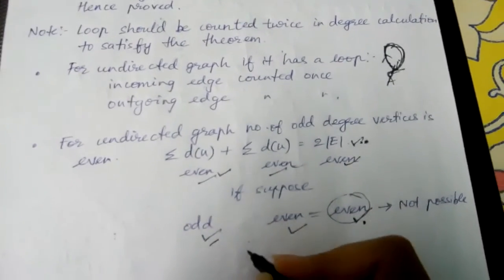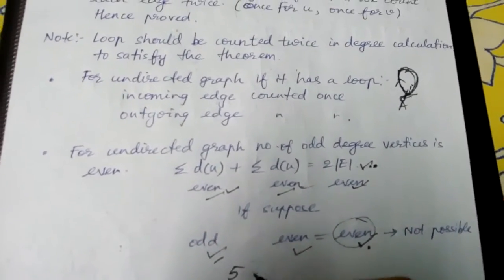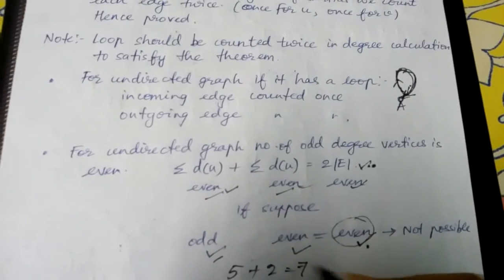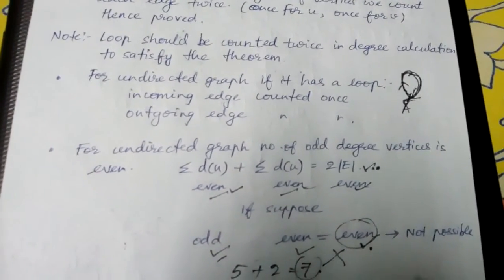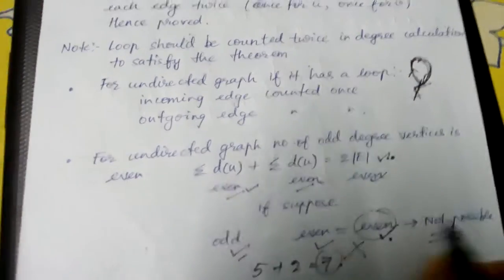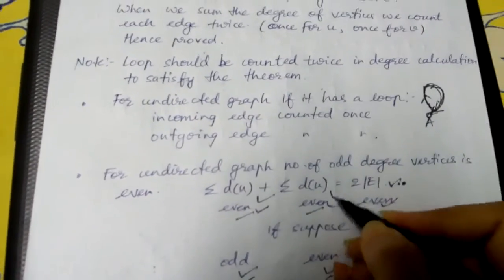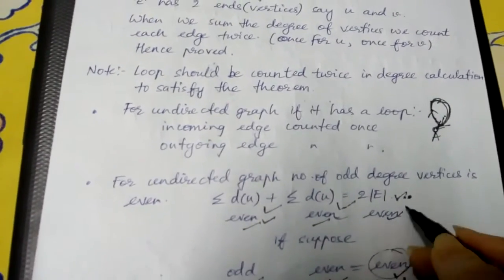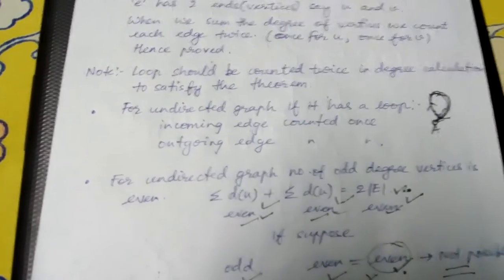For example, if I take the odd number as 5 and the even number as 2, we get the total sum as 7, which is not even. So this particular case is not possible. This also has to be even, this also has to be even. Only then we will get an even value.